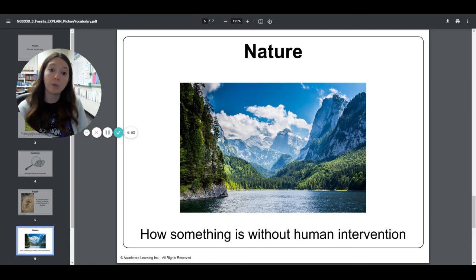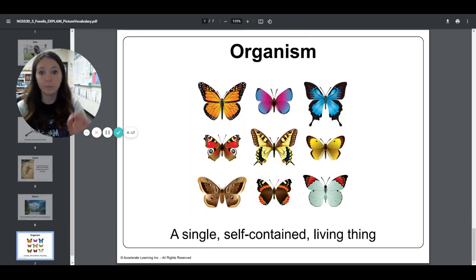So when we talk about fossils, nature is important to know because scientists will use models to describe different objects or events in nature. And sometimes those have to do with what was around in the past.